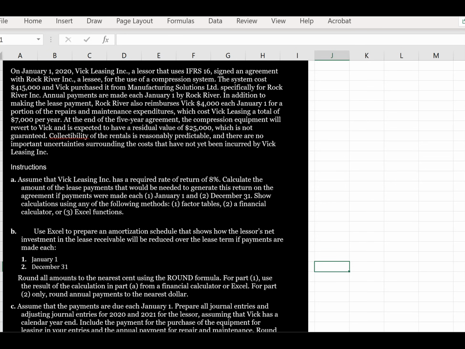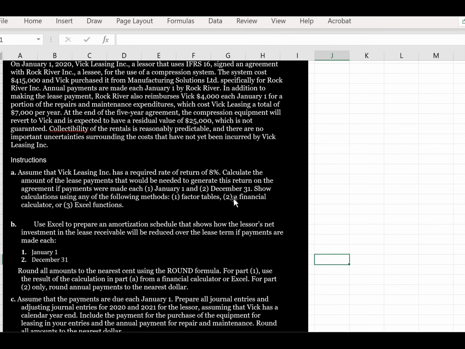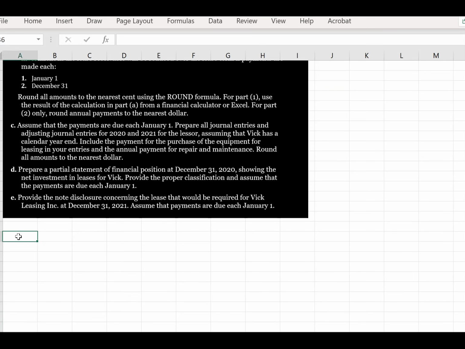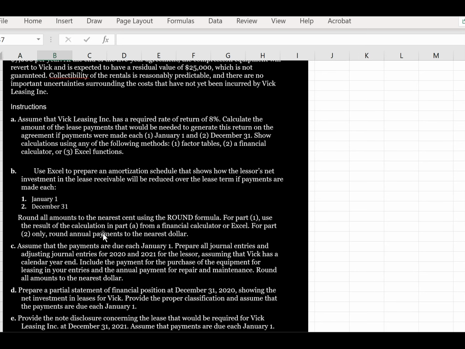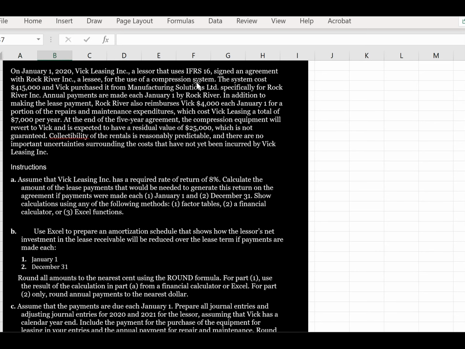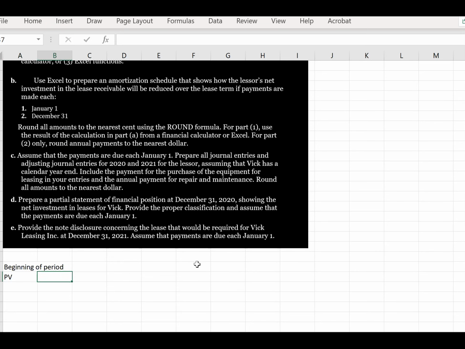So let's calculate the lease payments that are required to generate this 8% rate of return. We're going to figure out if they're due at the beginning of the period or at the end of the period and how that impacts the calculation. So let's do the beginning of the period first. So we're going to have present value. They purchased the equipment. The equipment cost $415,000. So the original present value for us, the lessor, is $415,000 negative cash outflow.